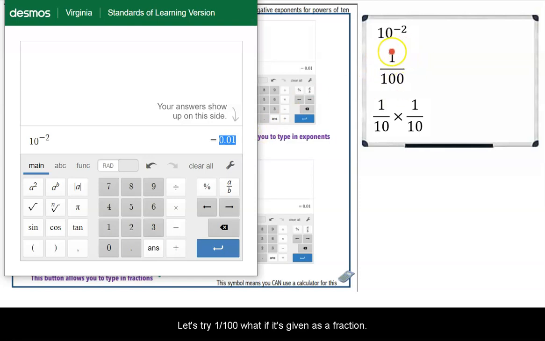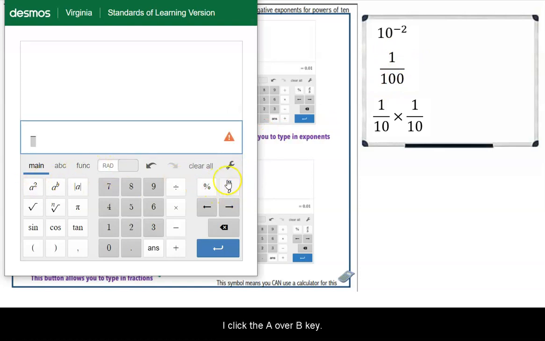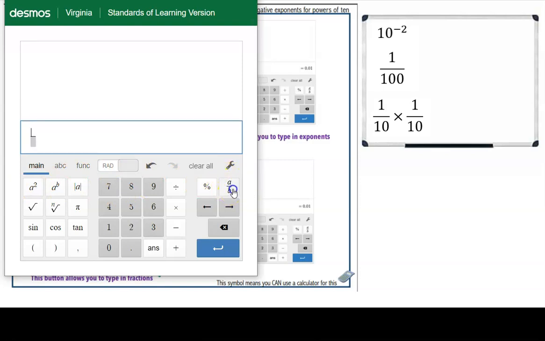Let's try 1/100th. What if it's given as a fraction? I click the A over B key. Okay, let's try that again. You're going to click the A over B, and you notice now you have the bar and you have the cursor blinking, and you can also move the cursor down here for fractions. A very helpful tool. So I'm going to put the 1 on top. I'm going to move my cursor down below the fraction bar, and I'm going to put 100. Voila! We have 0.01. You have the decimal there.